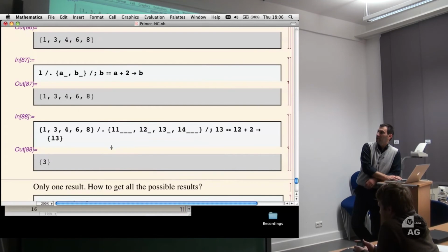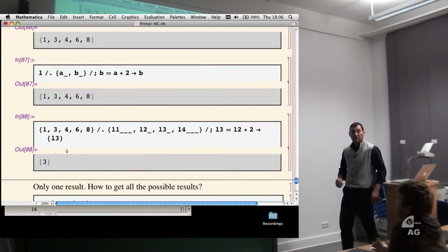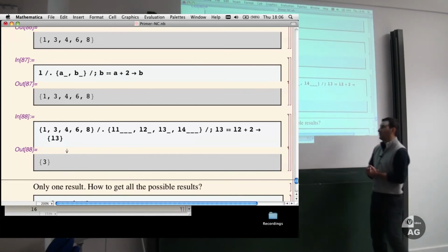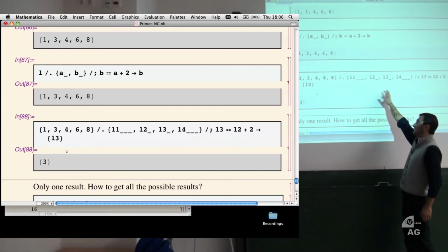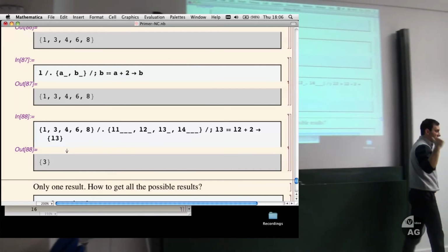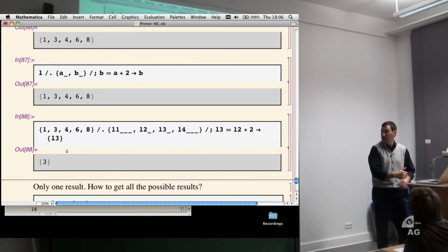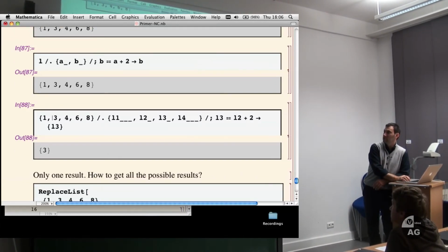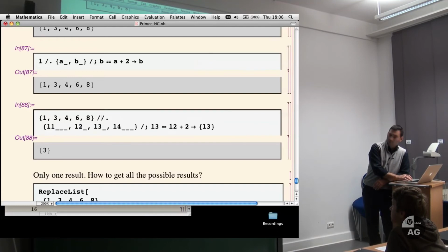Yes. Now, what if I wanted to get all the entries, and now we go back to your problem before. I don't want to see just one match, I want to see all the possible matches. So I don't want just the 3, I also want the 6 and the 8. No, not double slash. Not double slash.